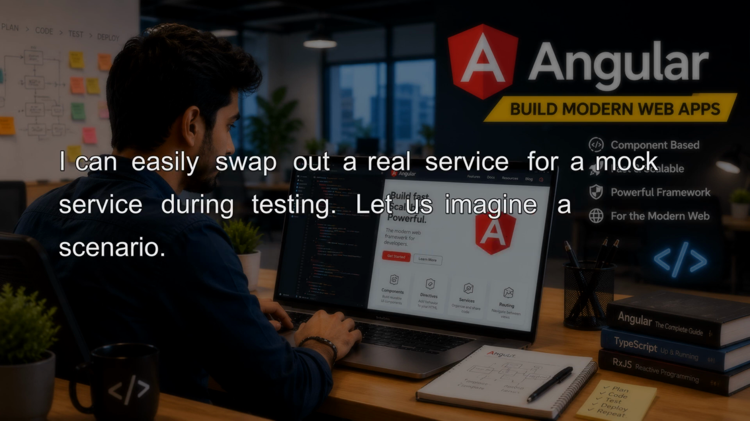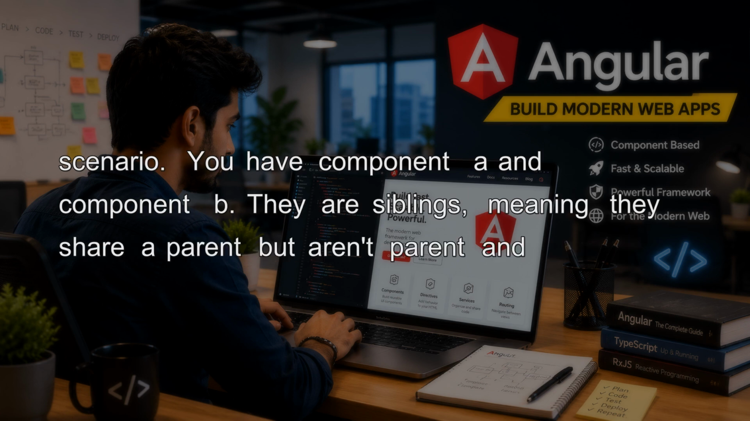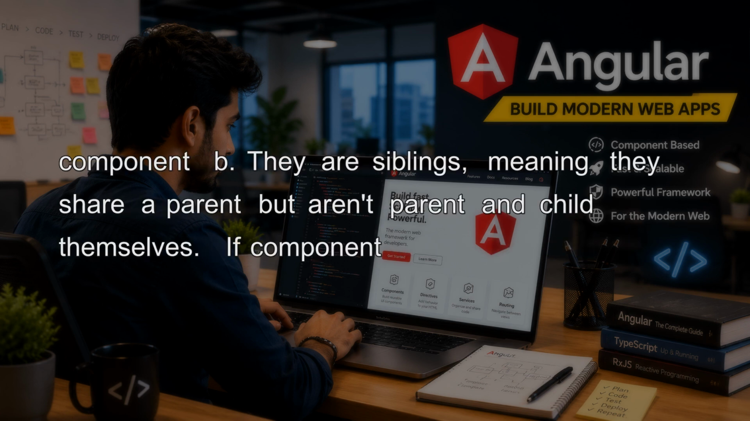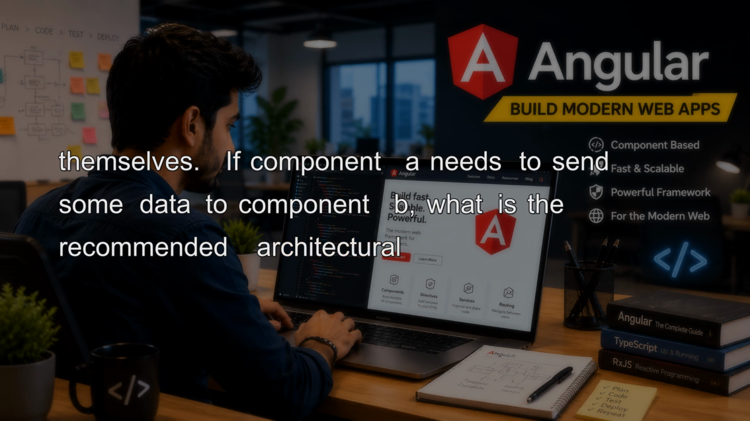Let us imagine a scenario. You have component A and component B. They are siblings, meaning they share a parent but aren't parent and child themselves. If component A needs to send some data to component B, what is the recommended architectural approach?